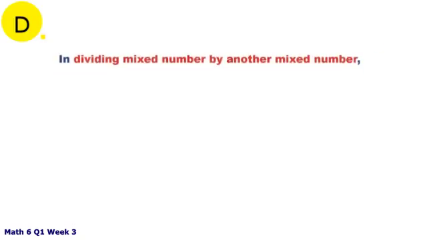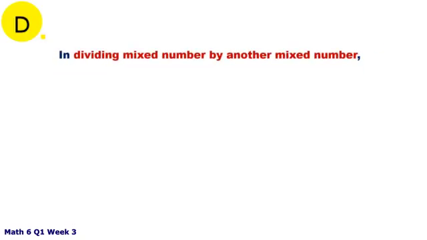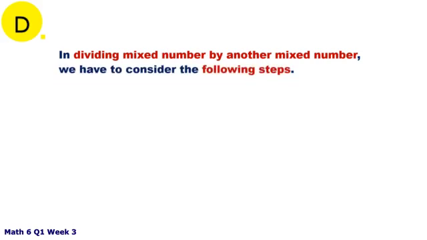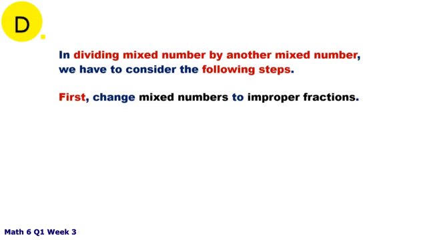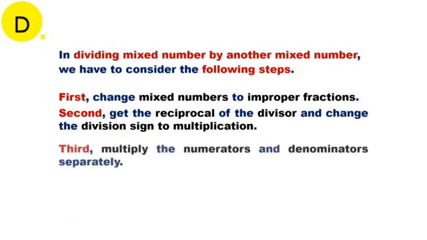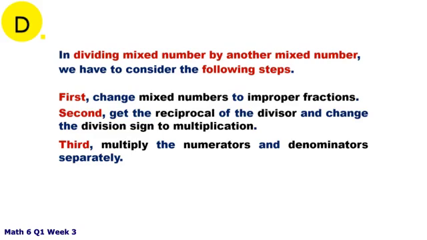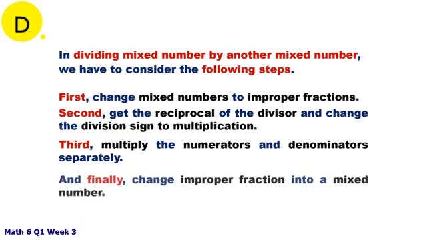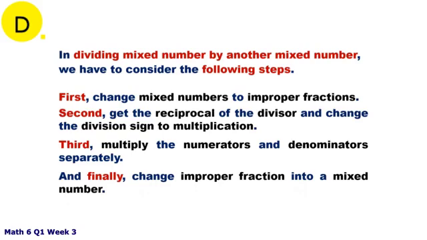In dividing a mixed number by another mixed number, we have to consider the following steps. First, change mixed numbers to improper fractions. Second, get the reciprocal of the divisor and change the division sign to multiplication. Third, multiply the numerators and denominators separately. And finally, change the improper fraction into a mixed number.